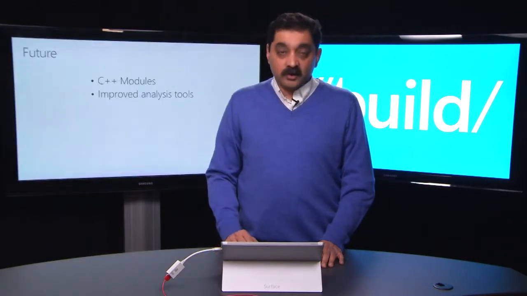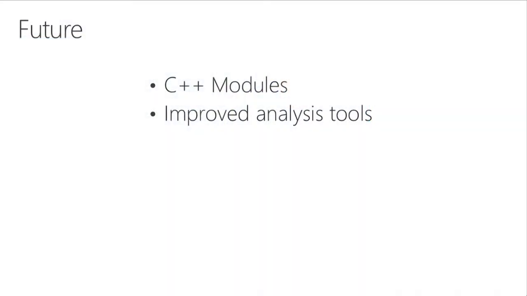Let's talk a little bit about the future. Yes, we have done some analysis right now, we have sped up a few things, but what are the key things that we think in the future are going to help with speeding up the build times for C++ projects? The first one is the C++ modules proposal that the C++ standards committee is looking at right now. This proposal has multiple advantages.